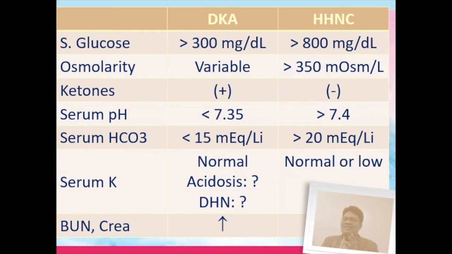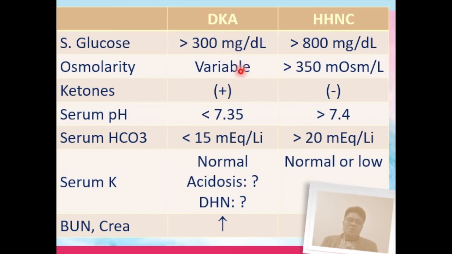So if you would look at the two, class, your hyperosmolar, hyperglycemic, non-ketotic coma would have higher levels of glucose. For the osmolarity, class, for the DKA, it may be variable, but for your HHNC, it's always increased. Remember the term hyperosmolar. For your DKA, ketoacidosis, of course, your ketones would be present in your DKA. Okay?